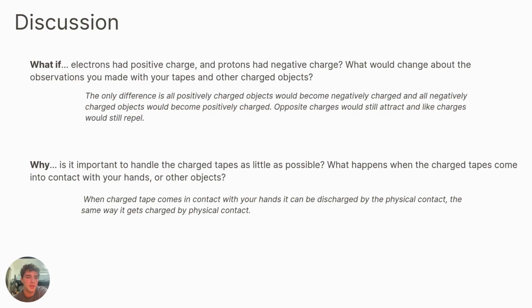The next question is, why is it important to handle the charged tapes as little as possible? What happens when the charged tapes come into contact with your hands or other objects? As we discussed earlier, when the charged tape comes into contact with your hands, it can be discharged by the physical contact. So you need to be careful of that, because you don't want to neutralize the U-tape.